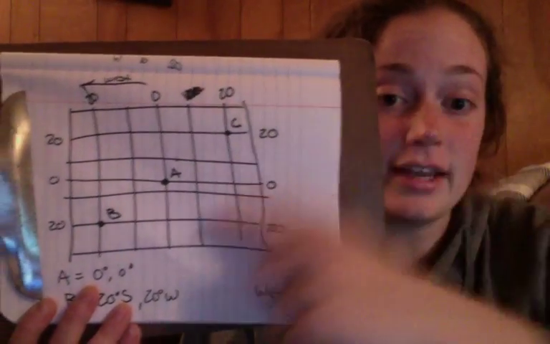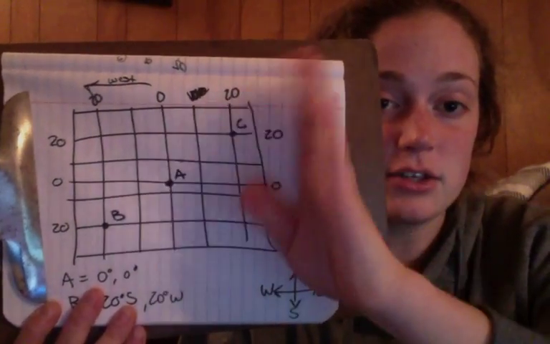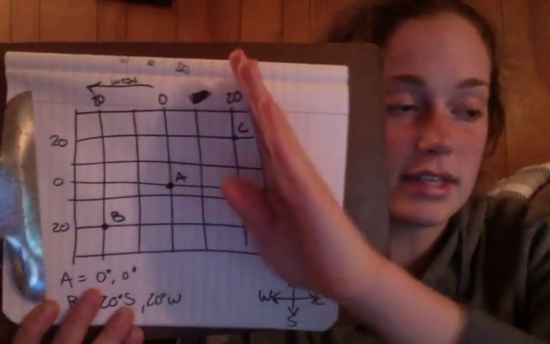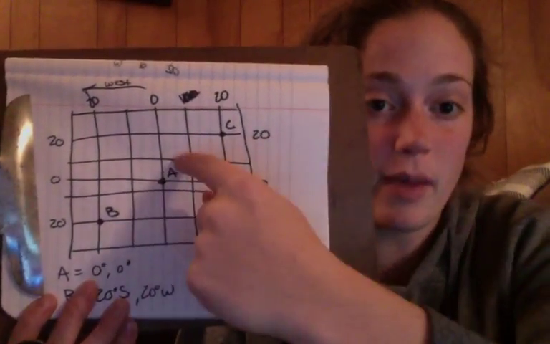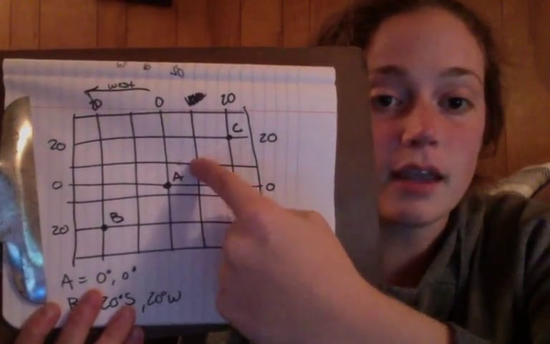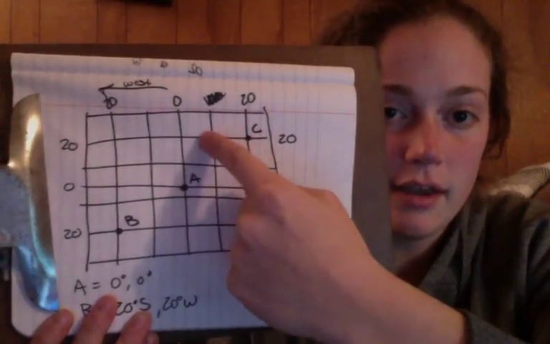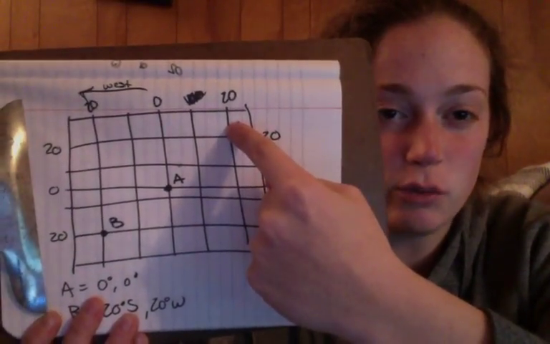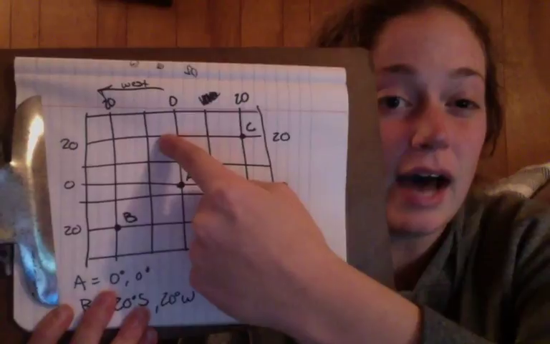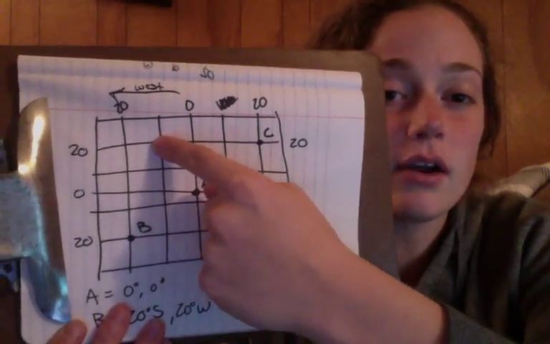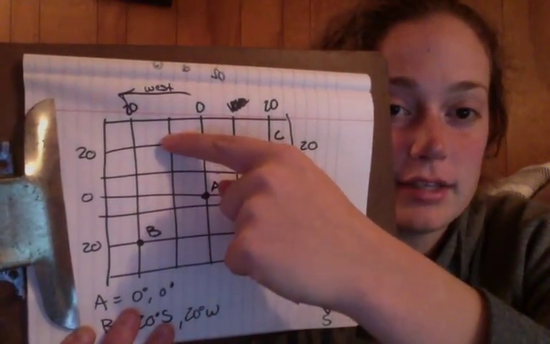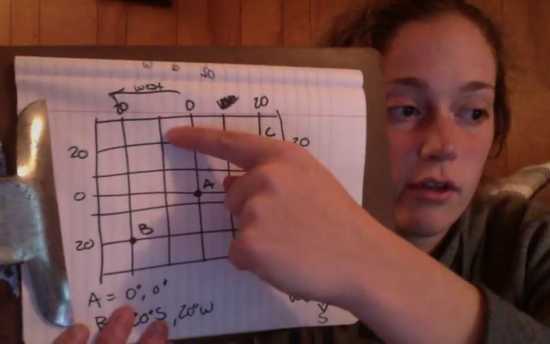That is why we use north and south for latitude and east and west for longitude, because it tells me which way to move. If I were to put my finger on this 20 line and you told me to go west, I would still be on this 20 line. The only way you're going to get me off this 20 line is if you tell my finger to move north or south.